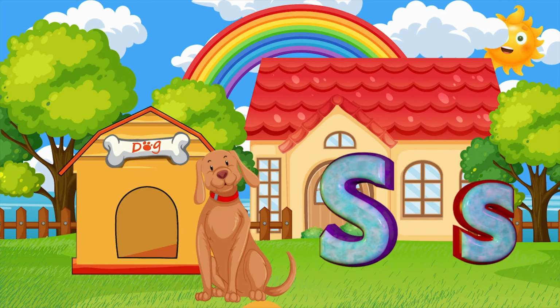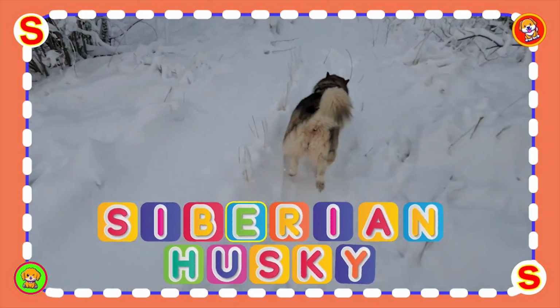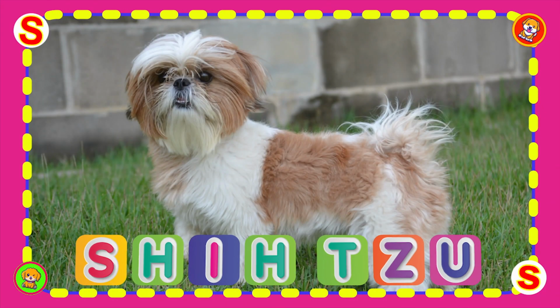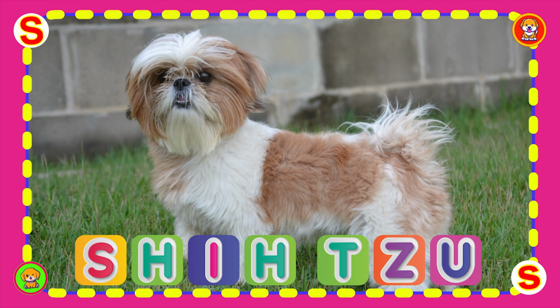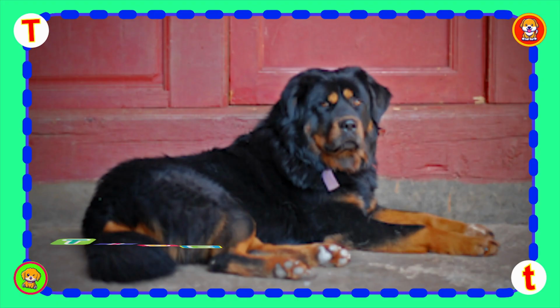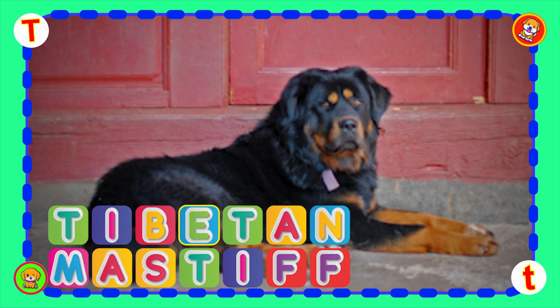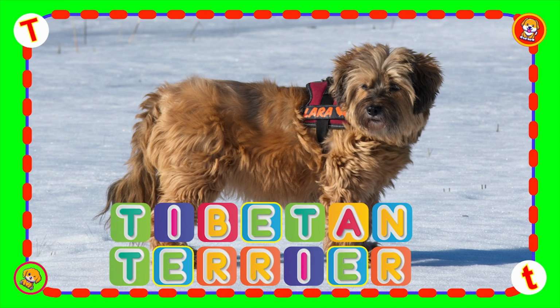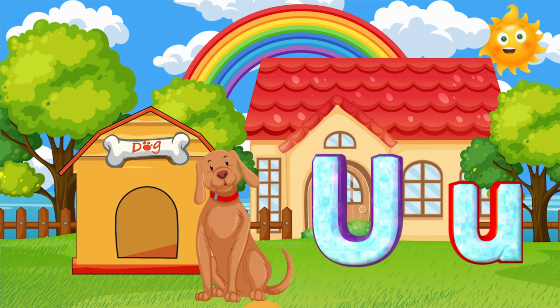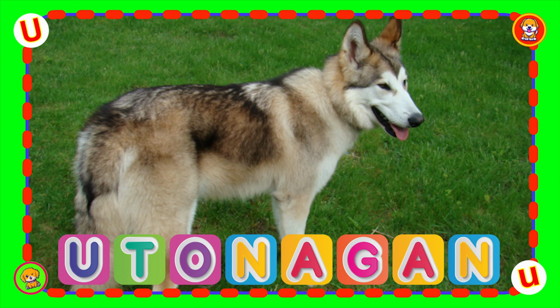S. S is for Siberian Husky. S is for Shih Tzu. T. T is for Tibetan Mastiff. T is for Tibetan Terrier. U. U is for Uruguayan Cimarron. U is for Atonigan.